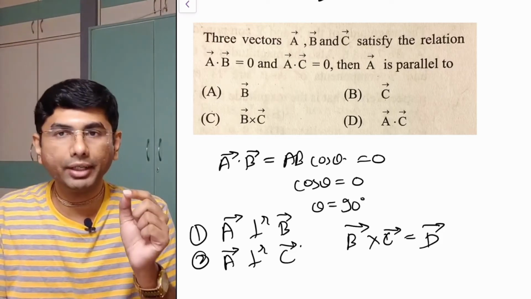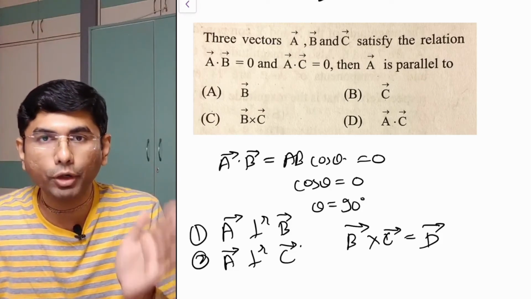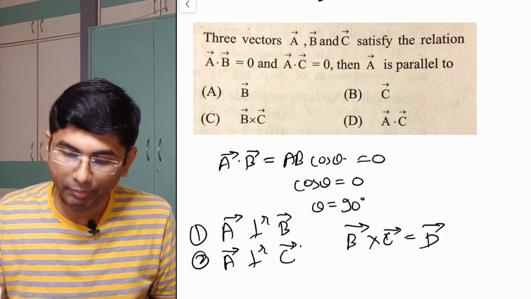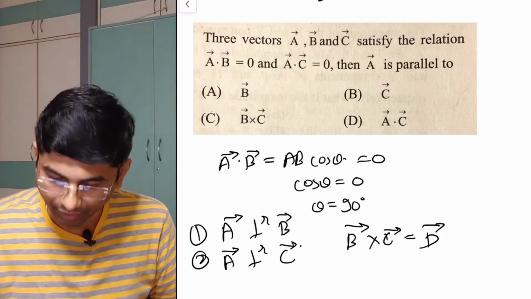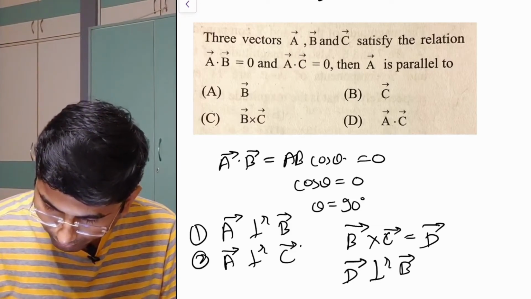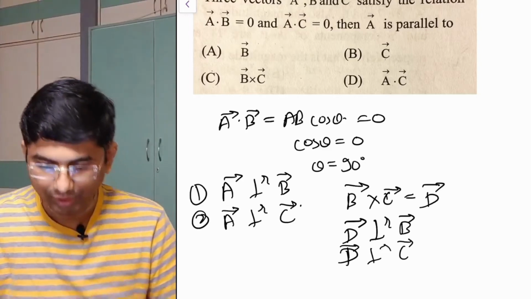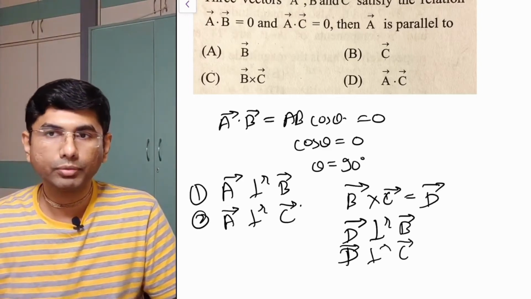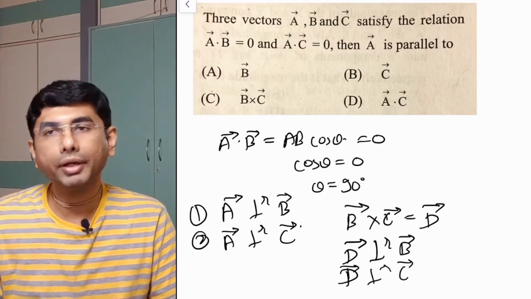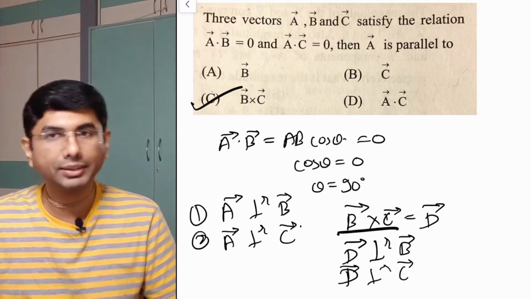The first case is what? A vector is perpendicular to B vector, A vector is perpendicular to C vector. Why? Because both of them having the dot product equal to 0. And when I am having a cross product B cross C, it will be perpendicular to both these vectors. Now D vector is perpendicular to B vector, D vector is perpendicular even to C vector, and because this D vector is perpendicular to both C vector and B vector, we can say that the D vector is parallel to A vector. What is D vector? That is the cross product of B vector into C vector. Therefore my answer is C.